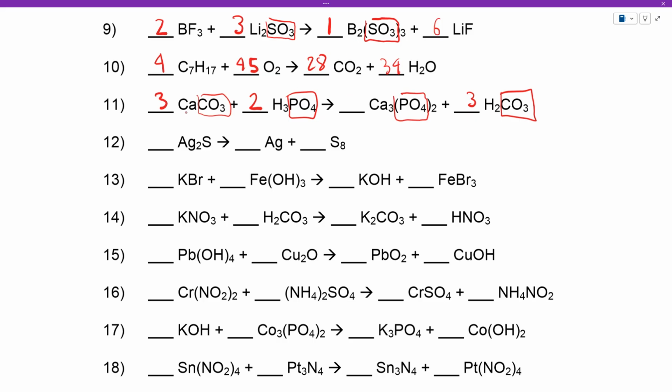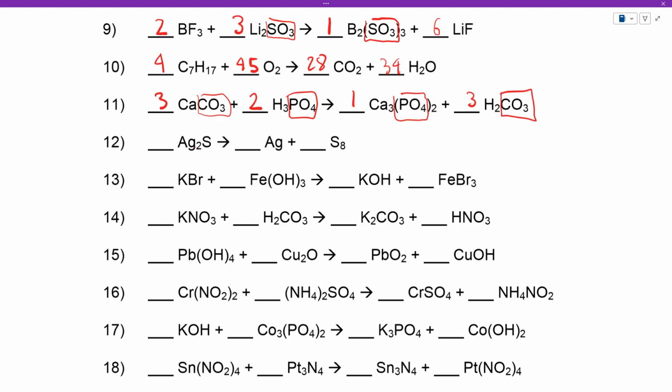So let's double check. 3 calciums over here, 3 calciums over here, 3 CO3s over here, 3 CO3s over here. 2 times 3 is 6 hydrogens. 2 times 3 is 6 hydrogens. And of course, the PO4 is balanced as well. We just checked that. And let's put a 1 here. This equation should be balanced.